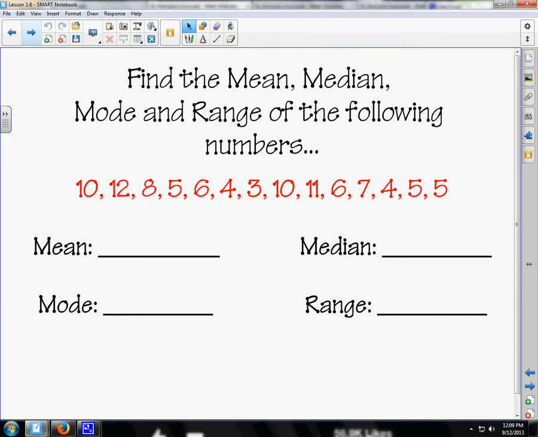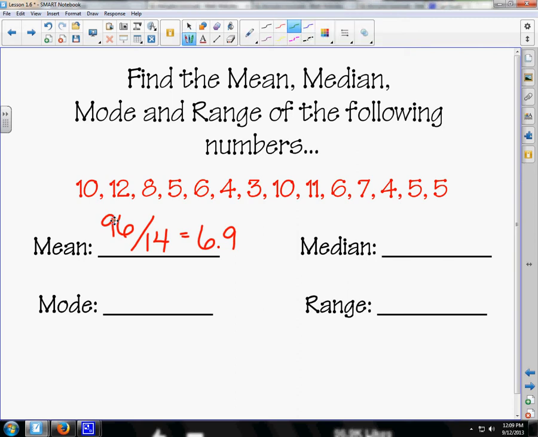Okay, so for mean, you have to add them all up. So you would do 10 plus 12 plus 8, 5, 6, 4, 3, 10, 11, 6, 7, 4, 5, 5. And I got 96. And then I would divide by 1, 2, 3, 4, 5, 6, 7, 8, 9, 10, 11, 12, 13, 14. Divide by 14, and you get 6.9. You want to round to the tenths place, 6.9.